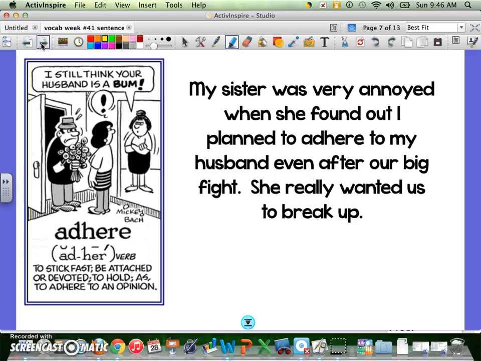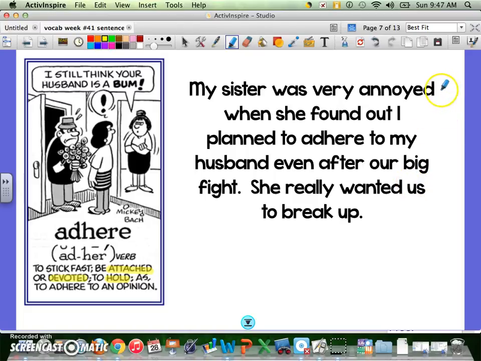Now, however, adhere can also mean not just literally sticking something with tape or paste. It can also mean when you are attached or devoted to someone or something. It can mean to hold. For example, sometimes people adhere to opinions. It means they're sticking to their opinions. So no matter what context, adhere is usually a synonym for sticking to something.